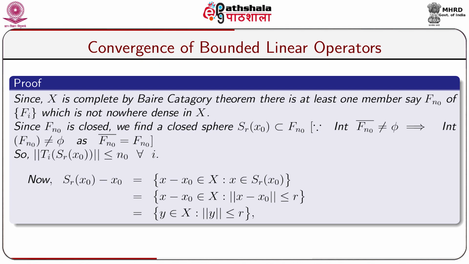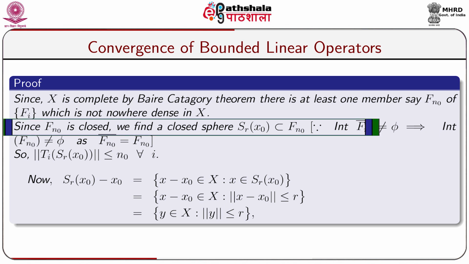Since capital X is complete, by Baire category theorem there is at least one member, say Fn naught, of the sequence of sets Fi which is not nowhere dense in capital X, because Baire category theorem states that every complete metric space is not a set of first category, that is, every complete metric space is a set of second category. So, here we shall apply the Baire category theorem. That is why there exists at least one member, say Fn naught, of the sequence of sets Fi which is not nowhere dense in capital X.